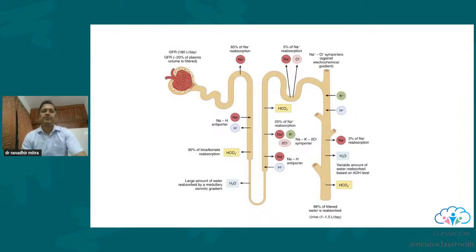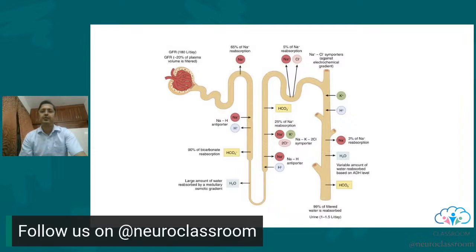This is a diagram which shows how water is filtered in the kidneys. This is the renal end, this is the glomerular end, and this is the collecting tubule. From here, it is collected to the renal pelvis and then the ureter, and so on. In a normal case, 65% of the sodium is reabsorbed in the proximal tubule, and the majority of the water is also absorbed along with the sodium. Some of the water absorption takes place in the collecting duct with the help of vasopressin.